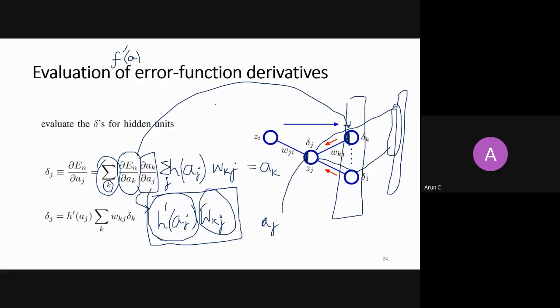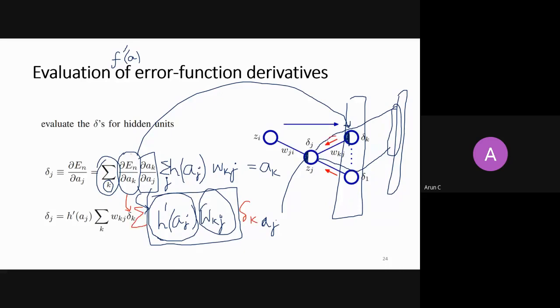If I want to cleanly write it, then this is how I'll write. So this is en by ak, which is nothing but delta k, right? Then I take a sigma over all these terms. So this is delta k here, and I take the sigma over all k's, right? Because all the paths are coming backward.